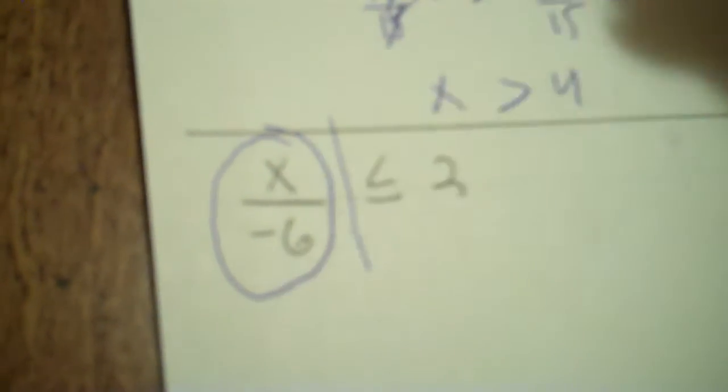x divided by negative 6 is less than or equal to 2. So x is over here. Now it's got one number with it. This time it's divided by. You want to highlight the divide with a circle just like you do with the dots. And since it's divided by a negative, the sign is going to switch, because that means we'll need to times by a negative. So I flip the sign.